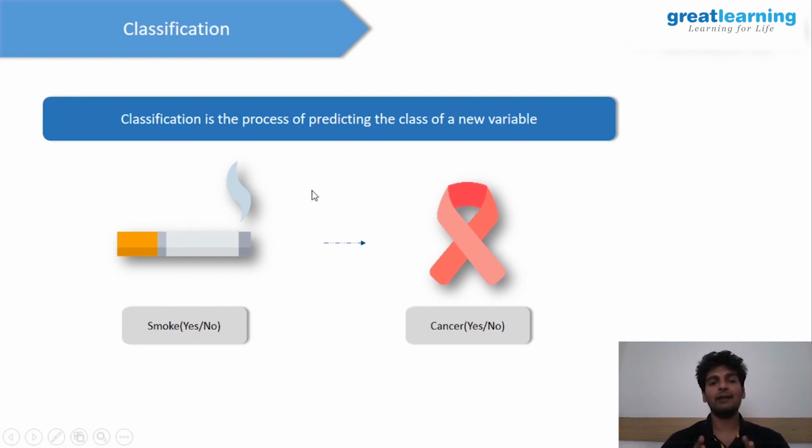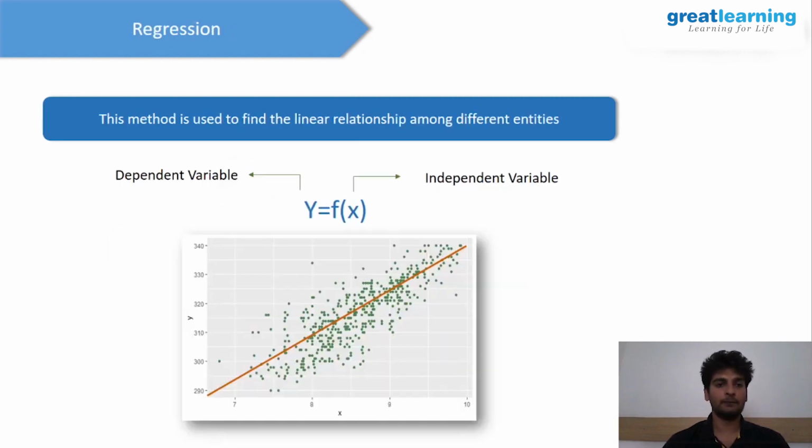So we basically have a data set which would comprise two columns. One column would be the person, whether he has cancer or not, and the next column would be whether the person smokes or not, right? And on the basis of this column, we are trying to determine whether the person has cancer or not. And this is basically the underlying method of classification.